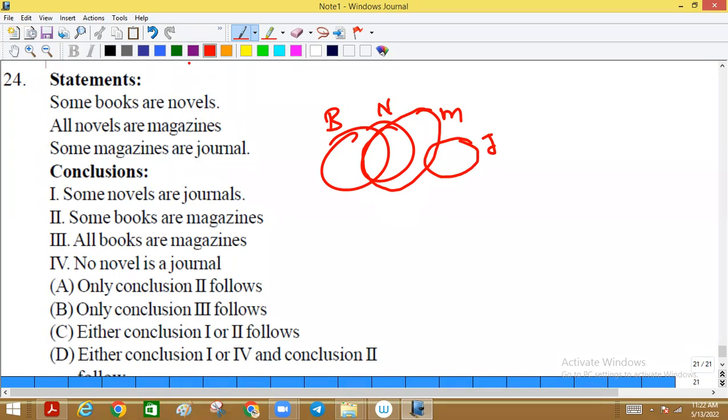Now let's check one by one. Some novels are journals. Can you say that some novels are journals? No, because this is the novel, this is the novel, and this is the journal.